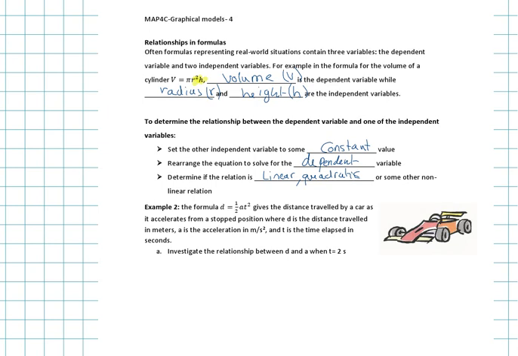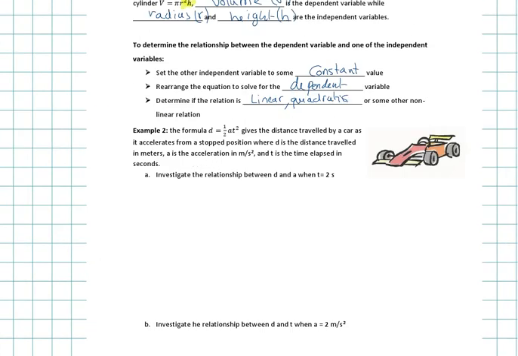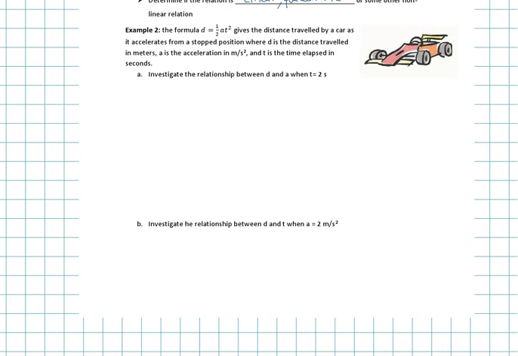The formula D equals 1/2 A T squared gives the distance traveled by a car as it accelerates from a stop position, where D is the distance traveled in meters, A is the acceleration in meters per second squared, and T is the time elapsed in seconds. Which one is your dependent variable? D. D is your dependent, and what are your independents? A and T.